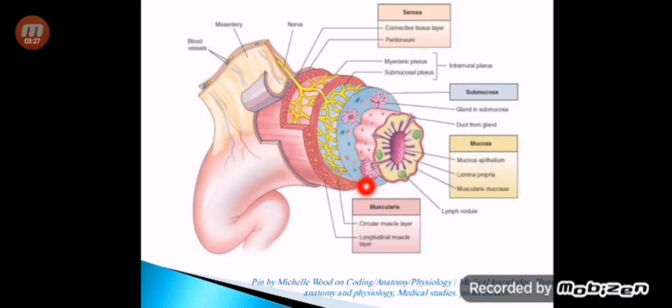These submucosal glands have their own ducts that pass through the whole thickness of the mucosa to open into the lumen of the tract. The third layer is the muscularis externa, which is subdivided into inner circular and outer longitudinal layers, with Auerbach's plexus in between. And then the fourth layer is the serosa, composed of a thin layer of connective tissue covered by mesothelium.